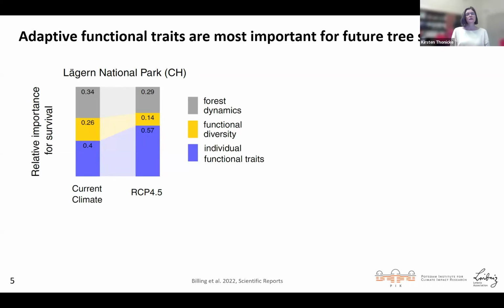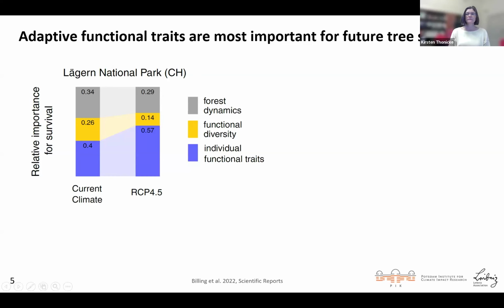And if it was, what was actually the importance of the variable that ensured its survival? And so we found that forest dynamics as such is quite important and remains important under the RCP 4.5. The importance of functional diversity, however, is reduced, and the importance of individual functional traits increases. So we found that a bit puzzling.